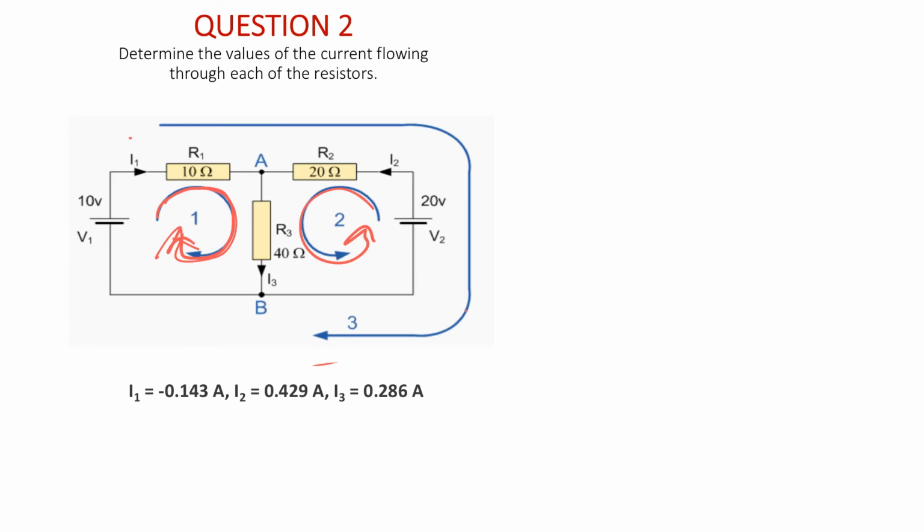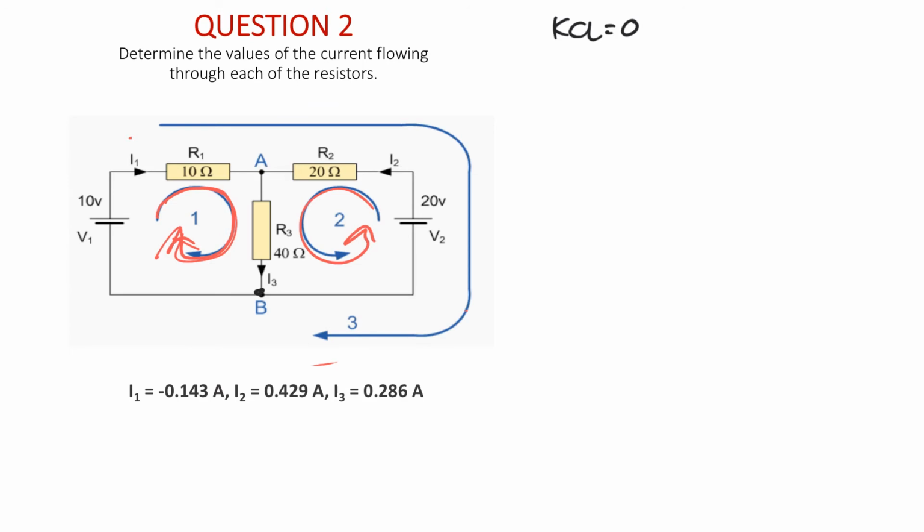So I'm going to find the Kirchhoff current law first, which is equal to 0. I'm going to use the node at A. You can actually use the node at B, and you are going to get the same answer. Okay, so I'm using B.